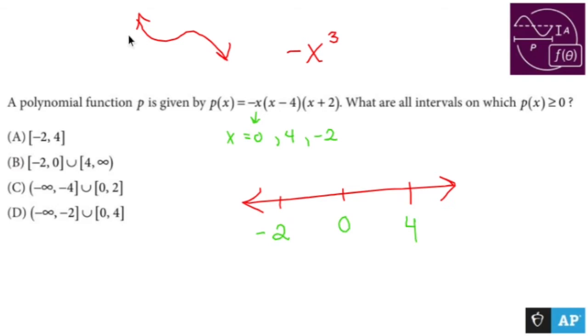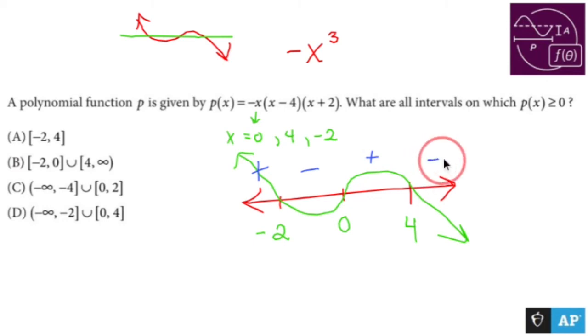Why is that important? Because this graph is going to cross the x-axis at 3 spaces, negative 2, 0, and 4. So when I graph this, it hits negative 2, comes back up, goes through 0, comes back down, goes through 4. So my graph for everything below negative 2 is positive. My graph for everything between negative 2 and 0 is below, so negative. My graph for everything between 0 and 4 is positive. And my graph for everything after 4 is negative.